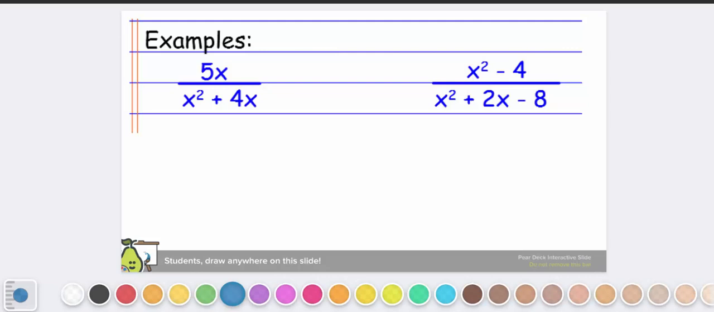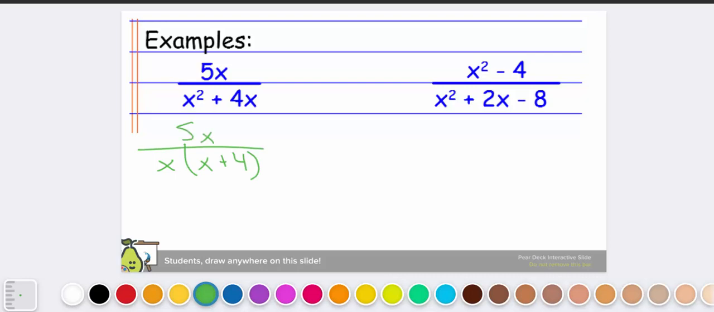Alright, so let's take a gander, see what we got here. In the denominator, I got an x and an x plus 4. And the numerator is just 5x. It's going to stay that way. So what things can cancel out here? Well, I can divide out an x with an x. So my final answer is just 5 over x plus 4. So this is the simplified version.